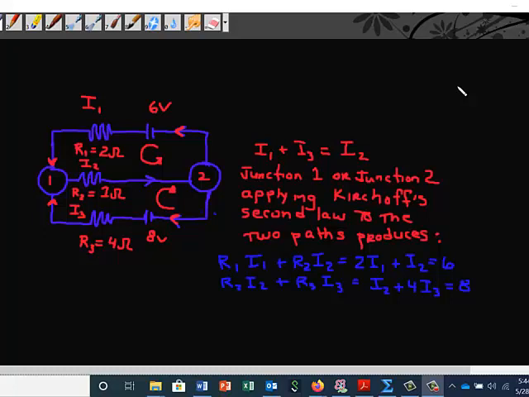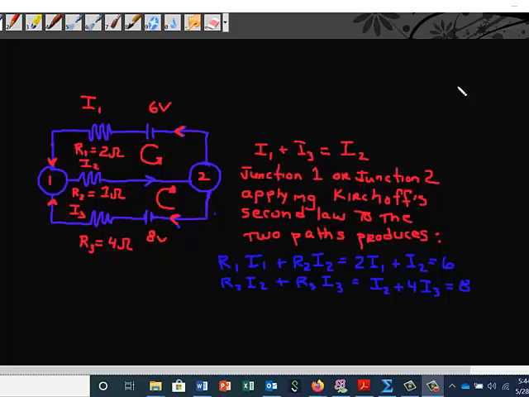In this video, we'll be using Kirchhoff's second law to find three currents in an electrical unit consisting of two junctions with three resistors. Resistor 1 equals 2 ohms, resistor 2 equals 1 ohm, and resistor 3 is equal to 4 ohms. You also have two batteries within this electrical unit, and the batteries contain 6 volts and also 8 volts.